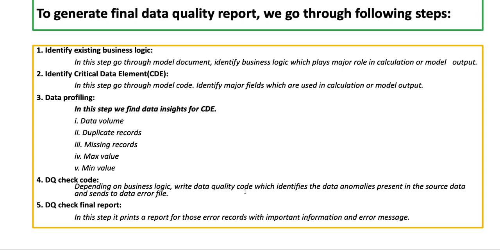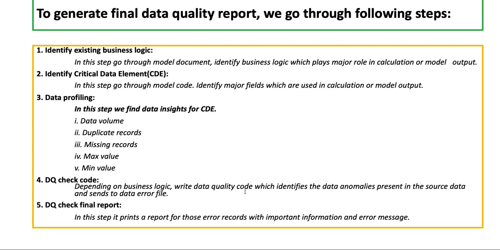Number 4. DQ check code. Depending on business logic, write data quality code which identifies the data anomalies present in the source data and sent to data error file. Number 5. DQ check final report. In this step, it prints a report for those error records with important information and error message.